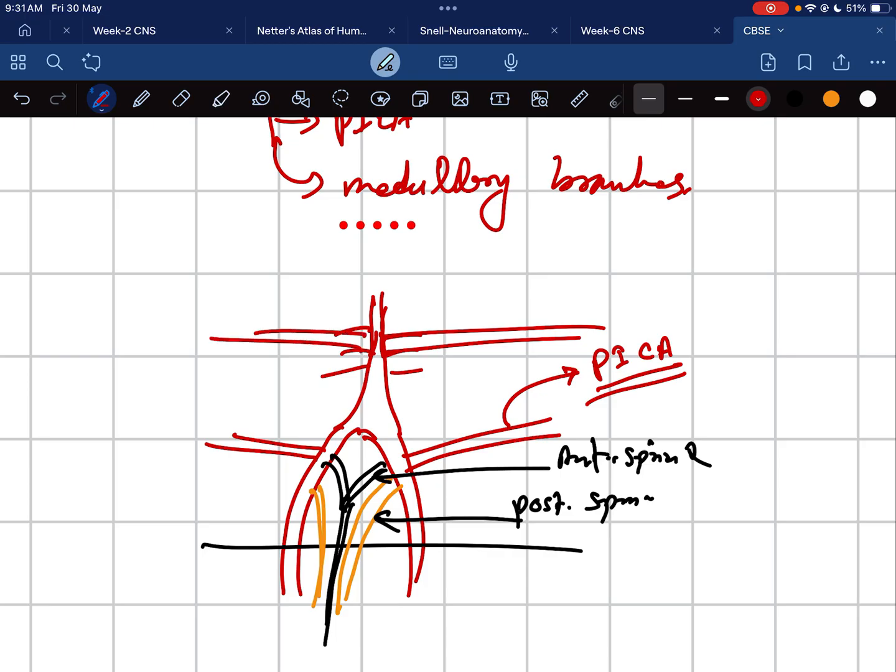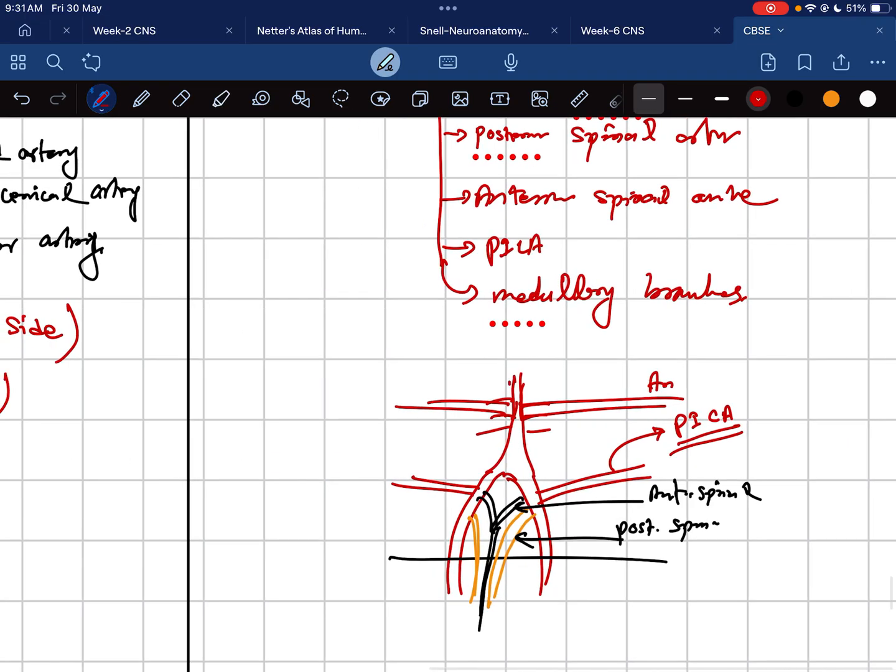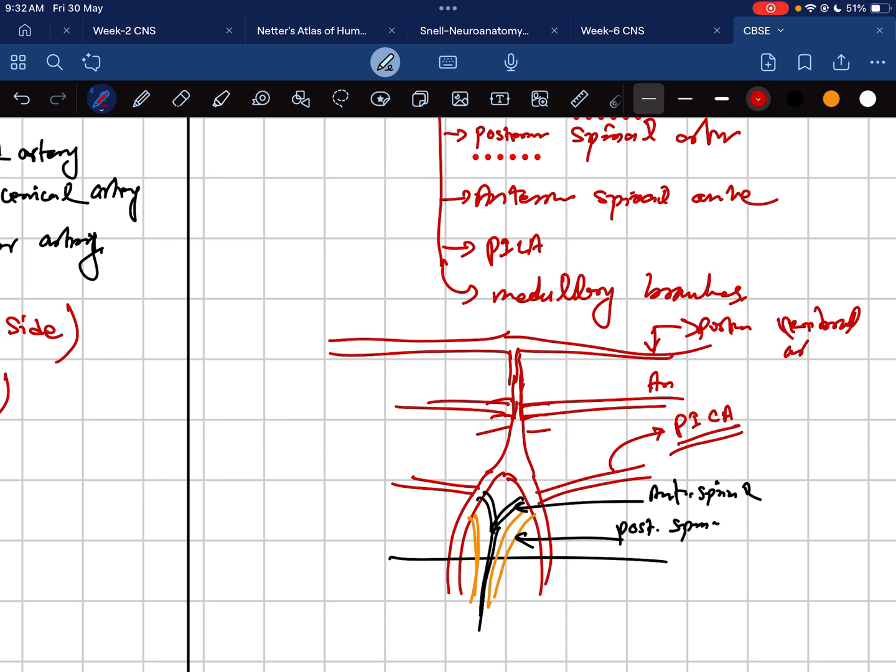From the basilar there is the anterior inferior cerebellar artery, and then it goes further upward, and from it come the posterior cerebral arteries.